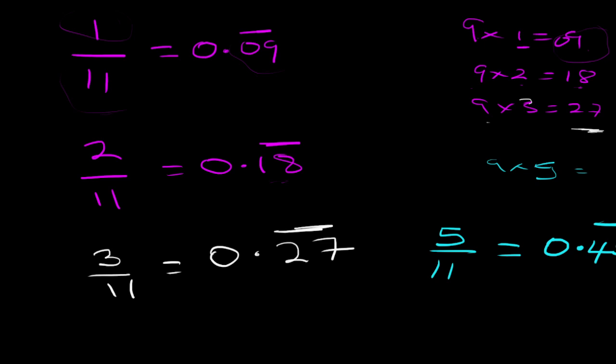So if it is over 9, it is really easy. Look at the numerator, check the denominator, how many digits, and then the numerator is going to repeat itself. If it is over 11, then the repeating decimal is going to be just the multiples of 9, okay? And then let me quickly take you through more examples when it's over 11.